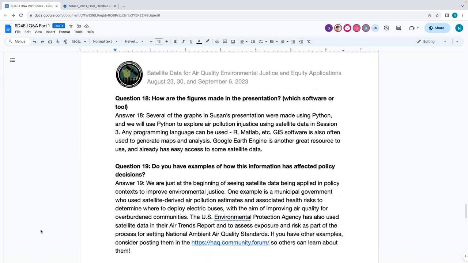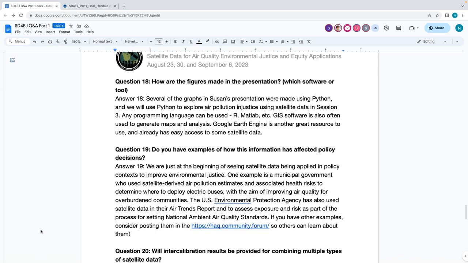Question 19. Do you have examples of how this information has affected policy decisions? I would invite one of our guest speakers to speak to this one. Yeah, I can talk about this one.